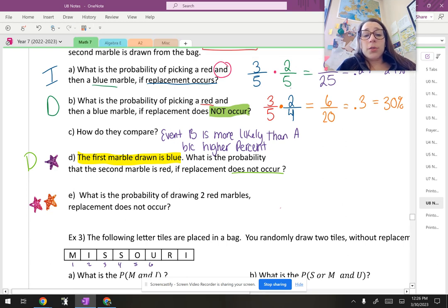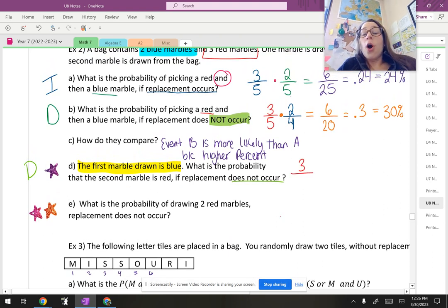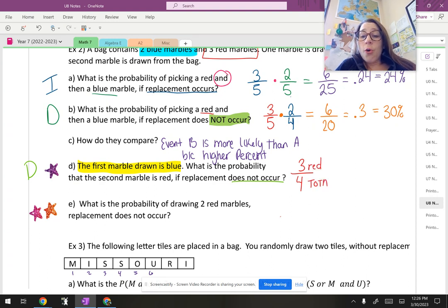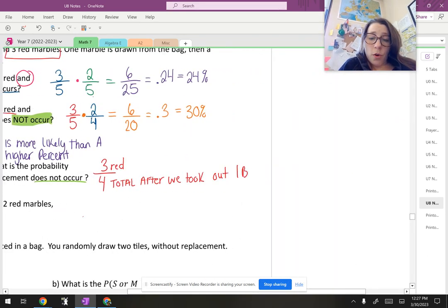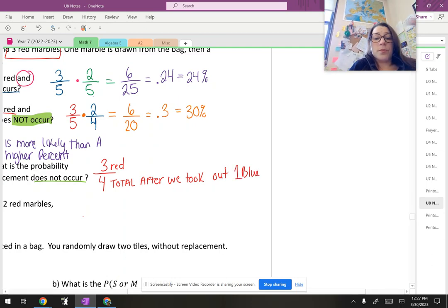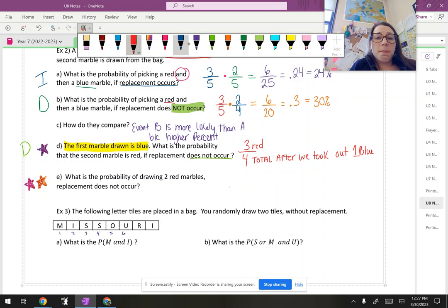Well, out of all of my marbles, only 3 of them are red. Out of how many total? There are no longer 5 total because I picked that first blue marble. So there are 4, so 3 red out of 4 total after we took out that one blue. So watch out for those questions that were only asking for the probability of one thing, hence one fraction.